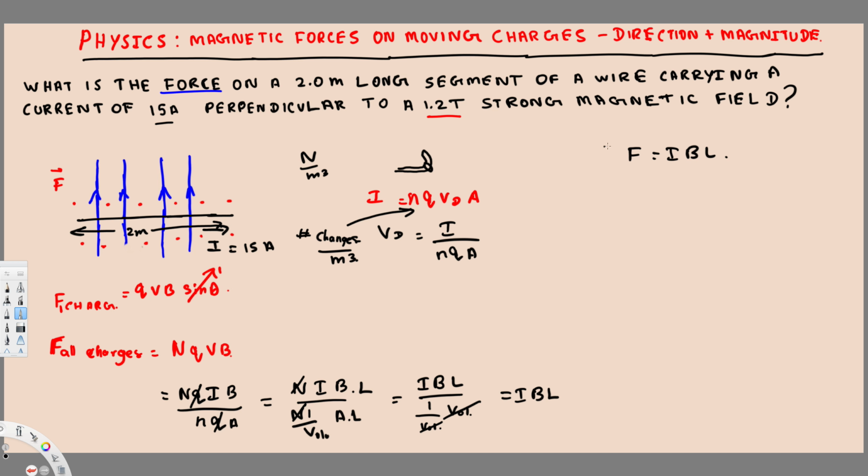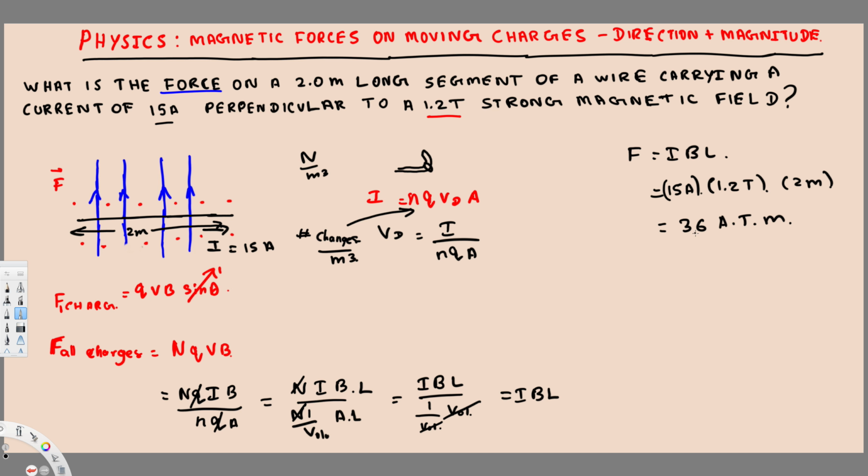Now we have all the information. We have the current that's provided, 15 ampere, times B, the magnetic field that's provided, 1.2 Tesla, times the length, that is 2 meter. So 15 times 2, 30. 30 times 1.2, that's going to give us 36 ampere Tesla meter.